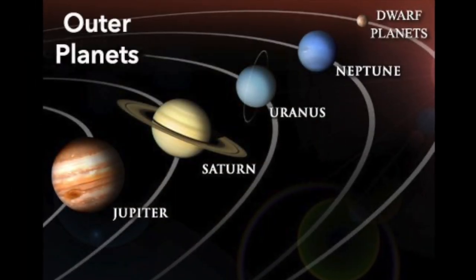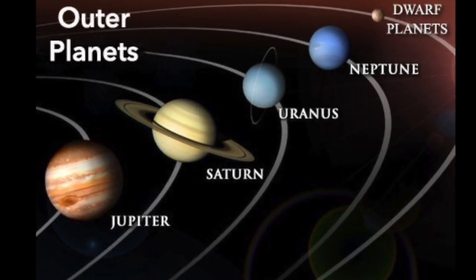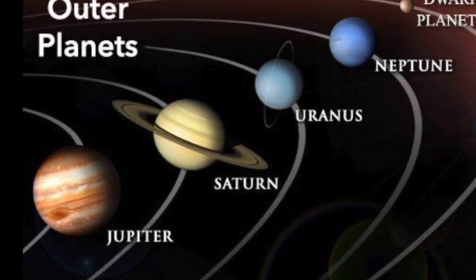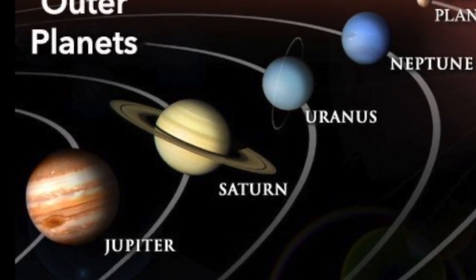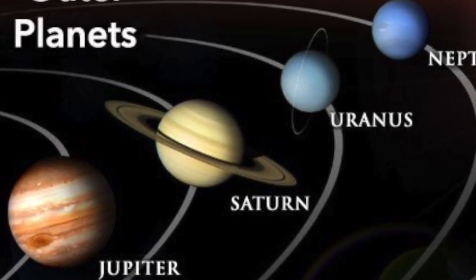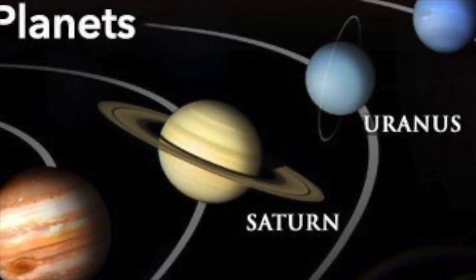Our sixth planet from the Sun is Saturn. Saturn is the second largest planet and has thousands of rings around it. The rings are made up of ice and chunks of rock. Some of Saturn's moons are found inside these rings. Like Jupiter, Saturn has large storms.